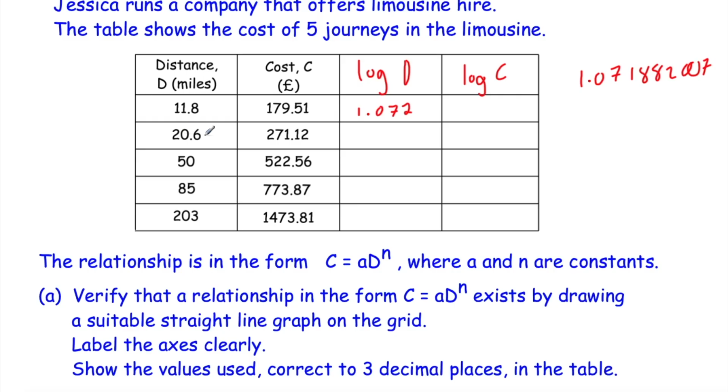We're now going to do the log of 20.6, and that's equal to 1.31386 and so on. We need to give our answer to 3 decimal places, so that'll be 1.31, and then we've got 3, 8, so we're going to round up, so it'll be 1.314, and so on. Then we'll do the log of 50, the log of 85, and the log of 203, and we'll put those in here. And in terms of this column, we'll do the log of 179.51, the log of 271.12, and so on. Whenever you do that and round all your answers to 3 decimal places, you should end up with a table that looks like this.